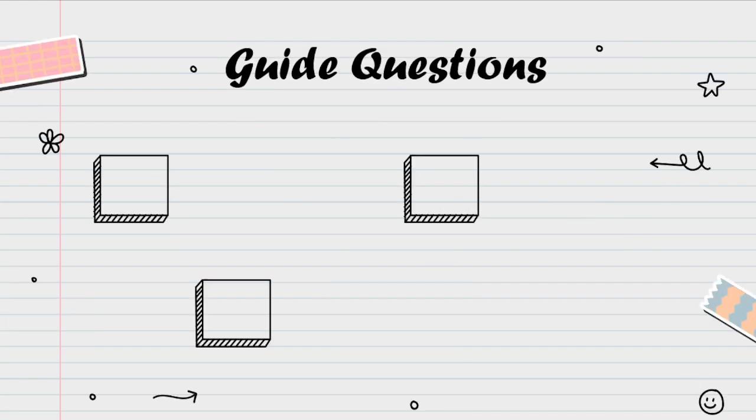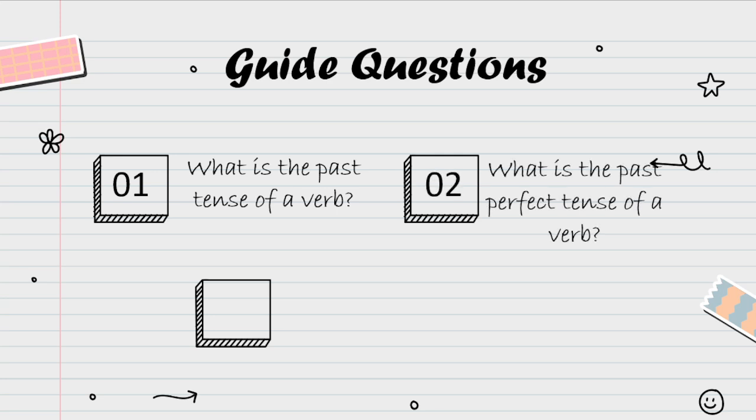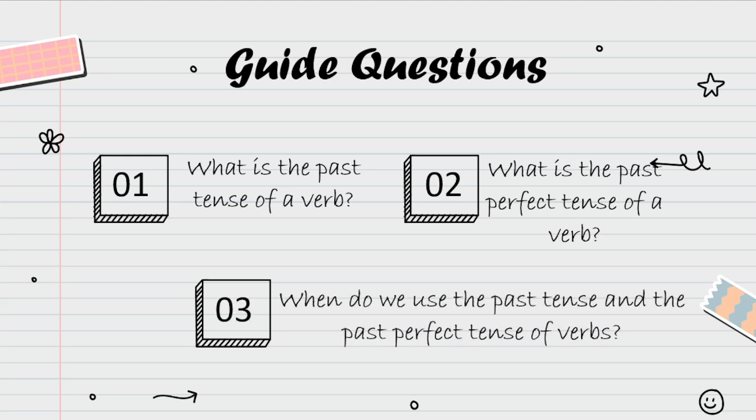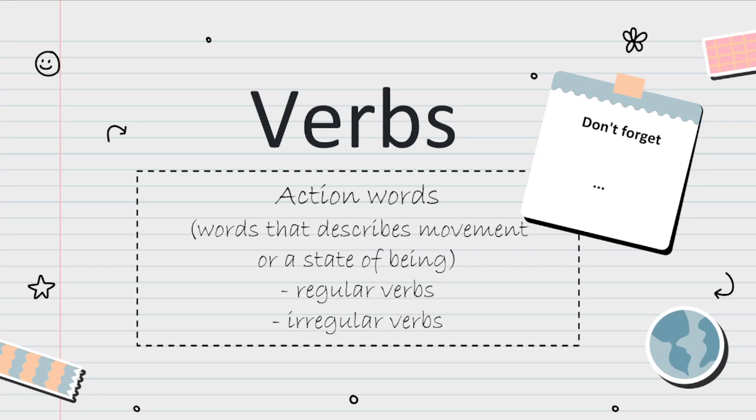To start with, we've got our guide questions. 1. What is the past tense of the verb? 2. What is the past perfect tense of a verb? And the last one, when do we use the past tense and the past perfect tenses of verbs? Now, this might sound complicated, but trust me, it's really easy once you get the main idea. So, listen carefully.